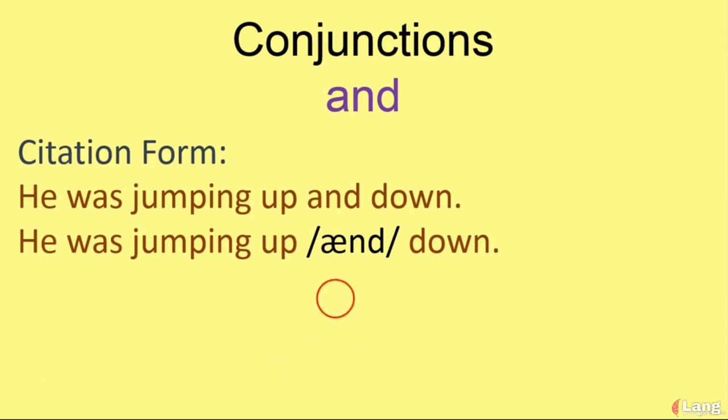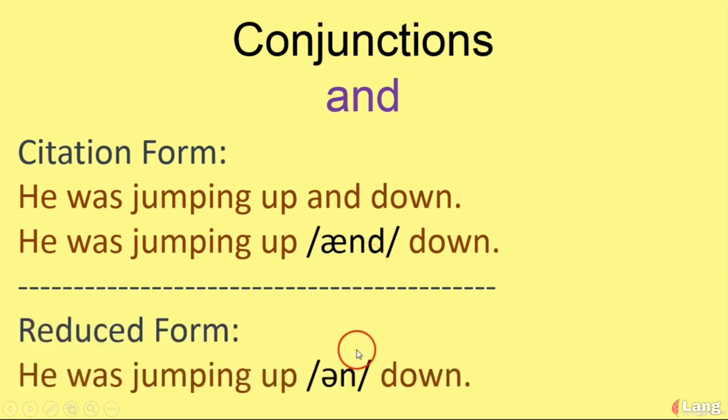In citation form, the word and is spelled like this. The symbol sounds like a. We have the letter N, n, and the letter D, d. However, in reduced form, and is pronounced un. And combined with up, it sounds like upp'n.